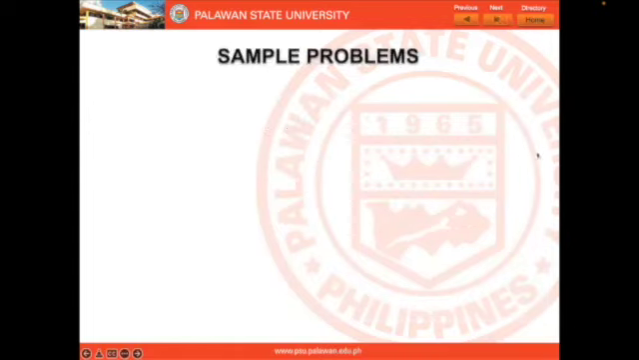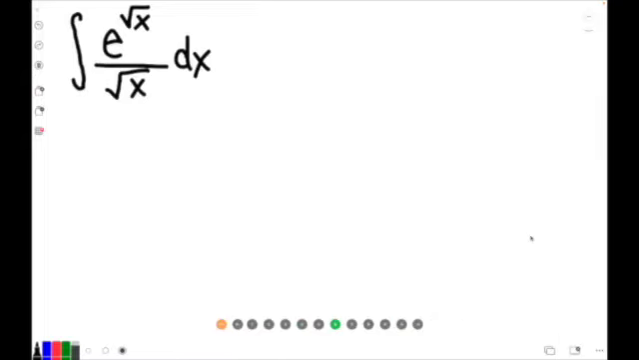So for example, we need to solve e raised to the square root of x all over the square root of x dx. Now going back to our board, since we are dealing with e raised to the power of something, e raised to u, it's safe to assign the value u as square root of x, or to easier visualize, x raised to 1/2.